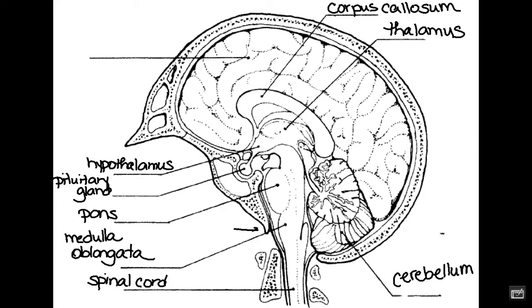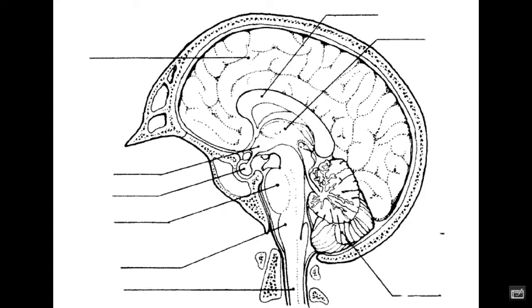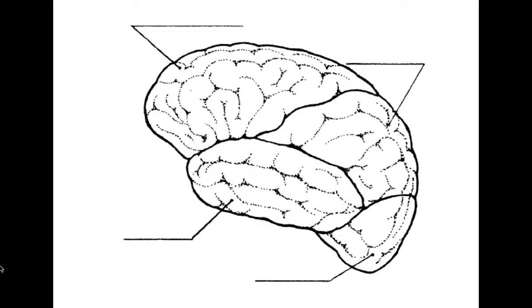And then the final structure, it's pointing to a single section, but it actually represents kind of all of the ridged area here, and that is the cerebrum. Now the third diagram that you have, we actually want to take a look at the regions of just the cerebrum. So that's what we're looking at here.